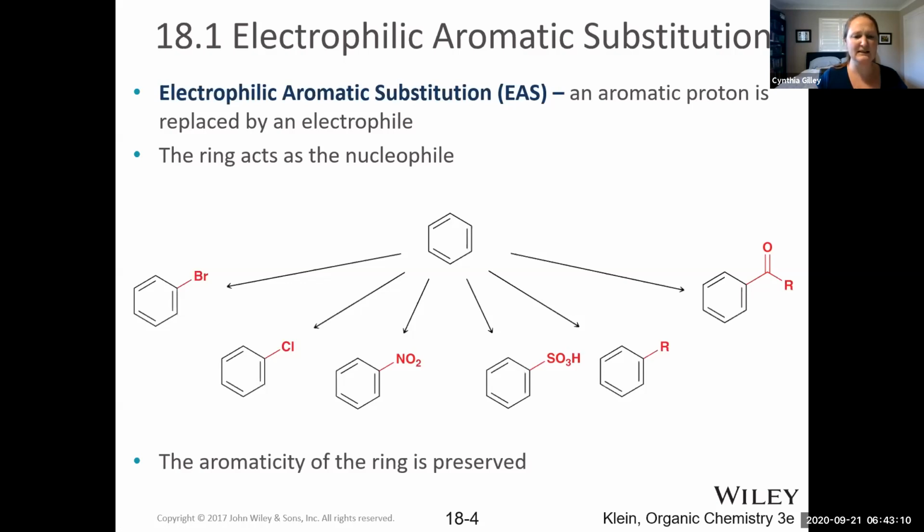So in all cases, the ring acts as a nucleophile and it's being treated with a strong electrophile. After the substitution reaction occurs, the aromaticity of the ring is preserved. That's one of the reasons why the reaction is favored, because we don't lose aromaticity overall in the reaction. We go from an aromatic reactant, such as benzene, to an aromatic product, such as the substituted benzene that we see here.